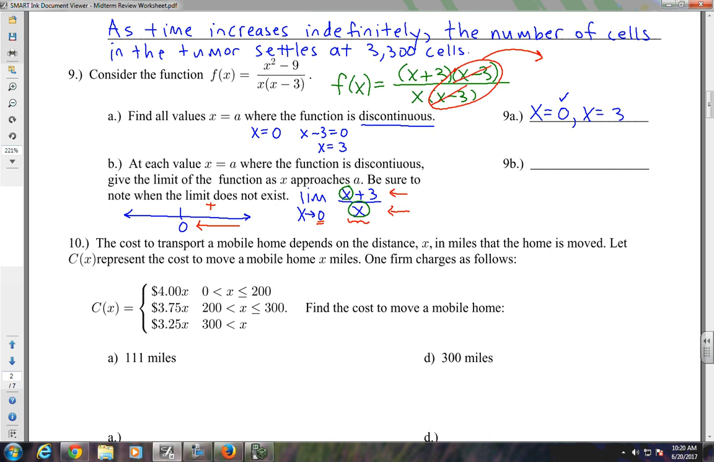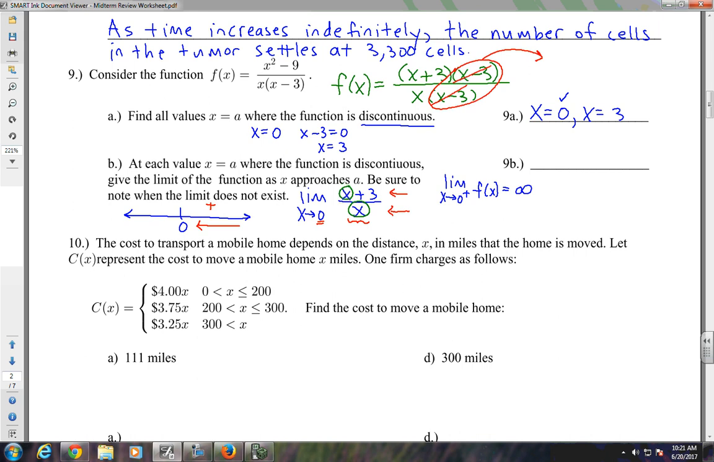Okay, so let's make a note of that. Limit x approaching 0 from the right of our function is infinity. So technically the limit doesn't exist. We're just saying that the function is exploding on the right side of 0.